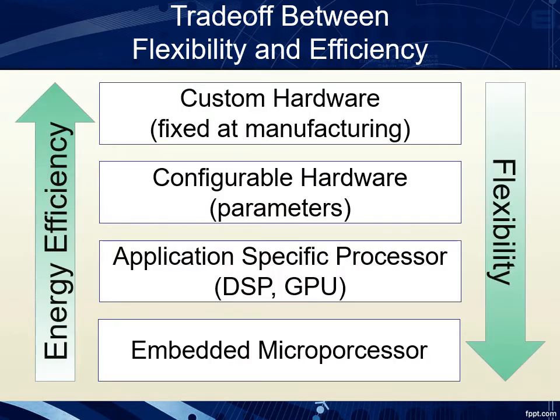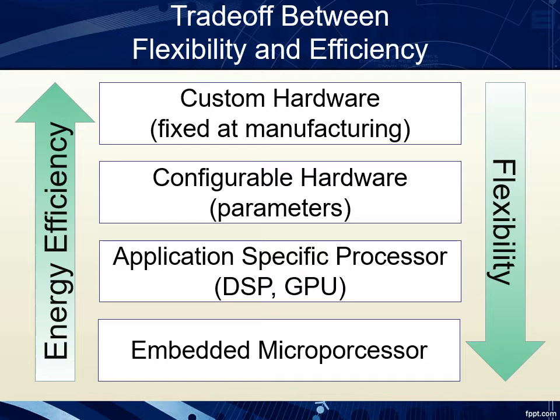These trade-offs can happen at different degrees. We have here at the top of the scale hardware that is completely custom for the application. The hardware is done once and cannot be modified after manufacturing. It has no programmability at all, therefore this type of hardware gives you the lowest flexibility, but it gives you the highest energy efficiency. Then by going down this scale, we can increase the flexibility, but consequently reduce the energy efficiency. The next step in the scale is configurable hardware.